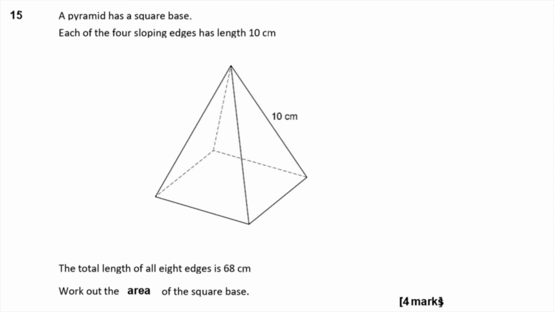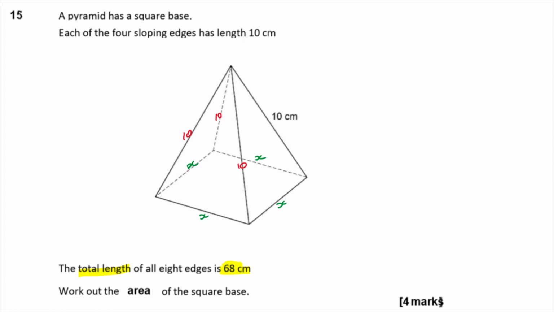I know these edges, all the sloping ones, 10, 10, 10, and 10. I don't know the ones along the bottom, so I'm going to call those x. It's a square, so they're all the same, so I'm just going to call them the same letter, x, x, x, and x. Now, the total length of all 8 edges adds up to 68. So if I take all my 8 edges from the diagram and add them up, I should get 68.